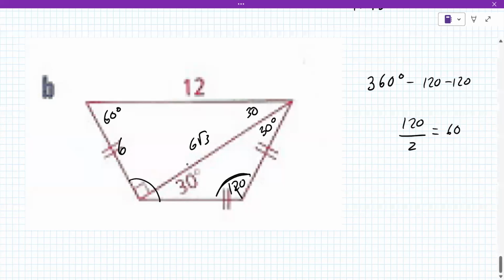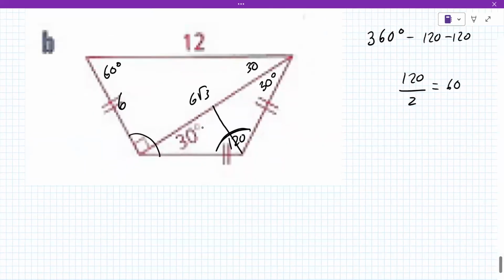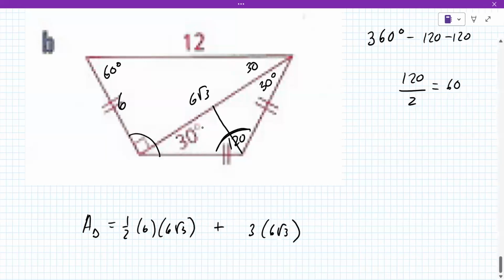And then you have enough actually to find this other one. You can drop an altitude down to find it, but you basically have to find the area of the one triangle, which is 1/2 6 times 6√3, plus the area of the second triangle, which is you end up finding 3 root 3 ends up being 3 times 6 root 3, but 1/2 of that. So I know that was really quick, and maybe didn't make any sense, but if you need to get something down, you know how to do it.